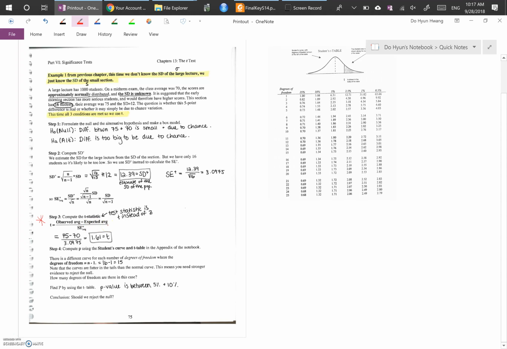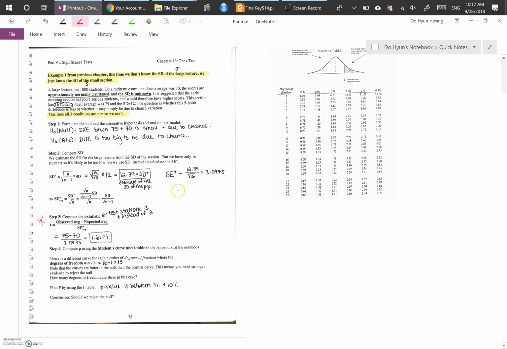Now our test statistic is t instead of z because remember all 3 of the conditions were met. And you'll notice the formula for t is actually exactly the same as the formula for z. It's still observed minus expected divided by standard error. The only thing that's different is our standard error has this adjustment. We have to use the SD plus when calculating our standard error instead of the SD because we have a small sample size. We need to make that adjustment.